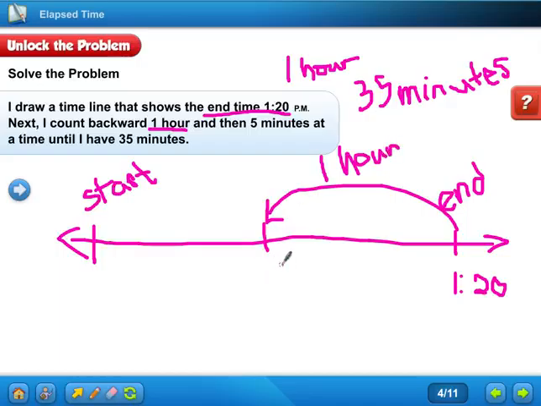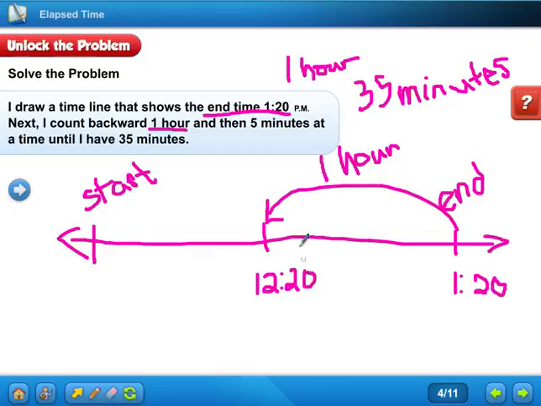So that would be, instead of being 1:20, you're going backwards. So you're taking the clock and going backwards. So that would be 12:20.